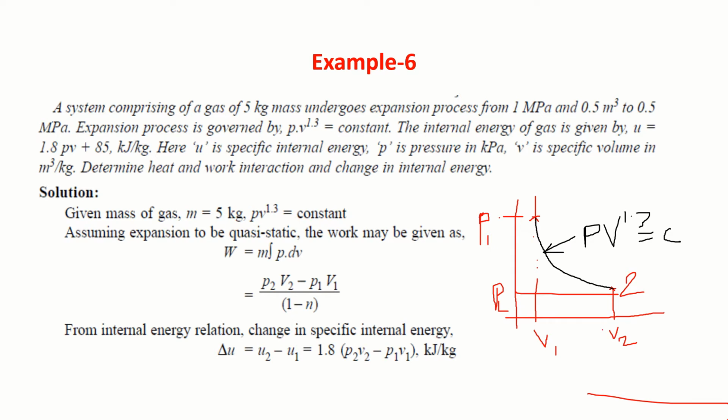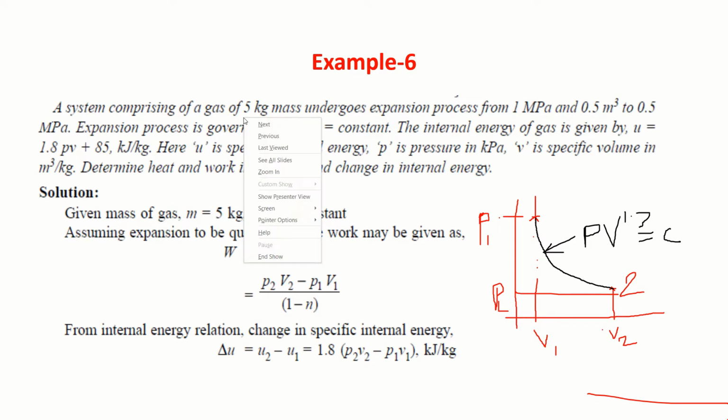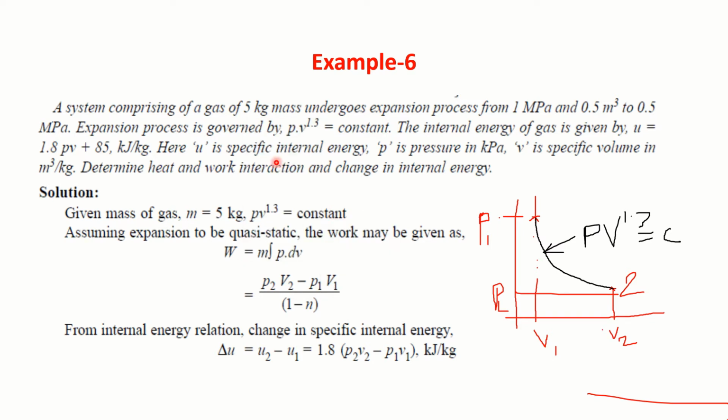Determine heat and work interaction and change in internal energy. So, given mass is 5 kg. Mass of the system is 5 kg. Expansion follows the law PV to the power of 1.3 equal to constant. Work done. Look here. I have written m integral PdV, which is nothing but the area under this curve.